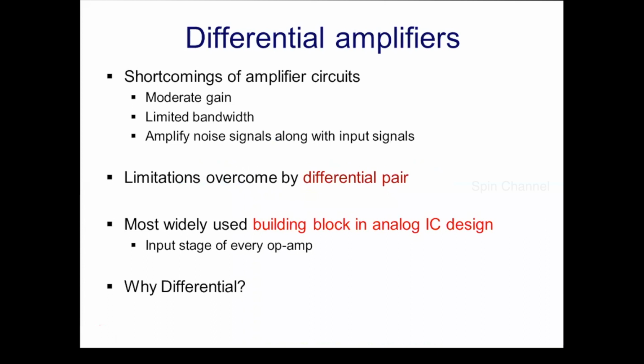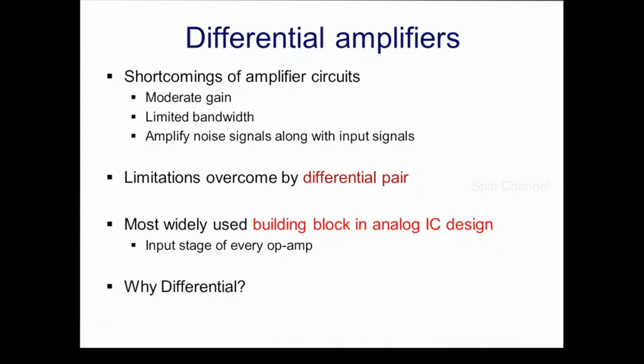So the main shortcoming of such amplifier circuits is that they also amplify environmental noise or any other noise signal present at the input. In addition to this, amplifier circuits have moderate gain and limited bandwidth. If you recall the frequency response of common emitter, common collector, and common source amplifiers, the gain is low at lower and higher frequencies due to capacitor effects.